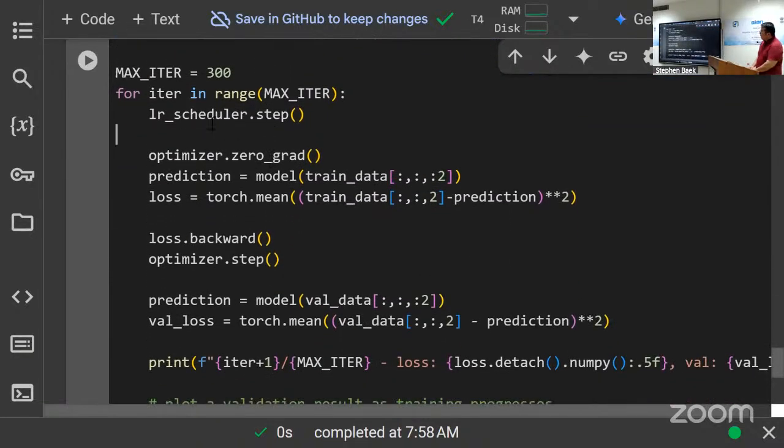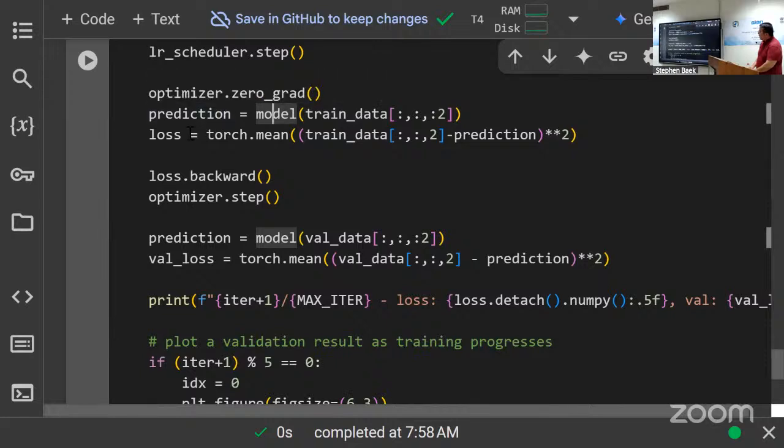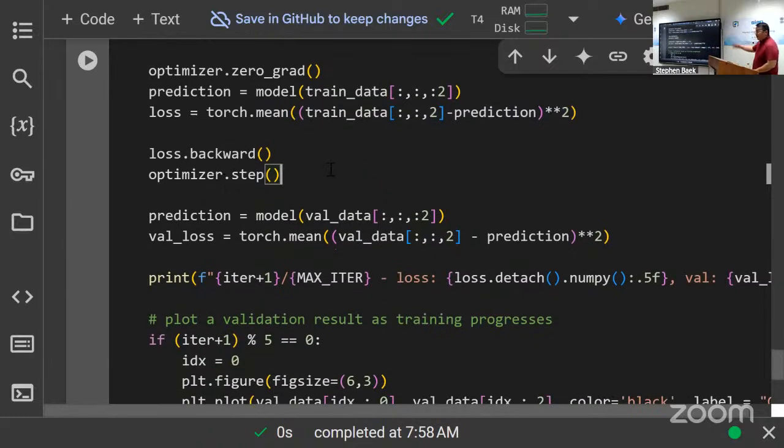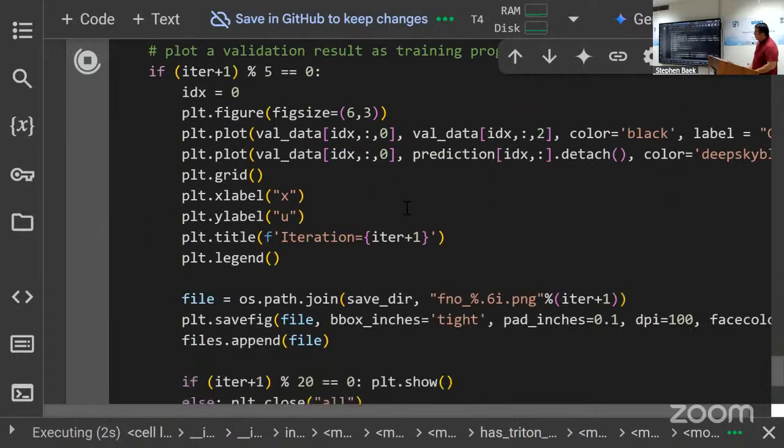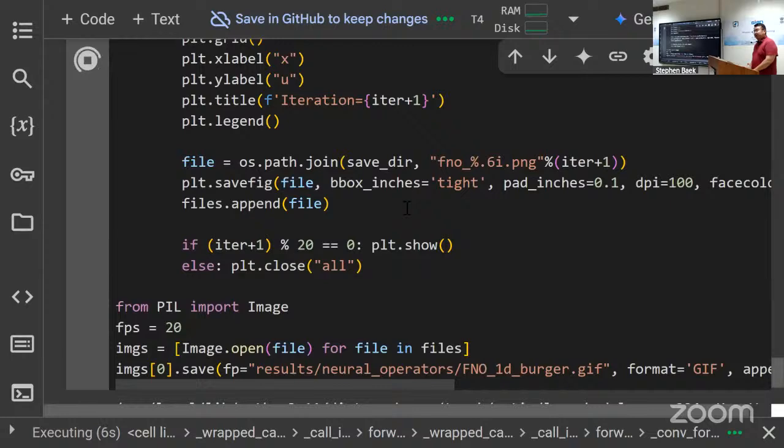And then the rest is really what we've been seeing, right? So we have the for loop going over some number of iterations, and then we make a model prediction and then compute the loss over here. And the loss obviously is defined as the mean square error. So like I said, the first two channels in the training data are our input to the model. And then the last channel is going to be the ground truth output, which gets compared against the prediction. And then loss.backward, optimizer.step. I mean, we've been doing this many times already. And that's really the training of the neural operator. The rest of the code is basically for plotting the result every now and then.